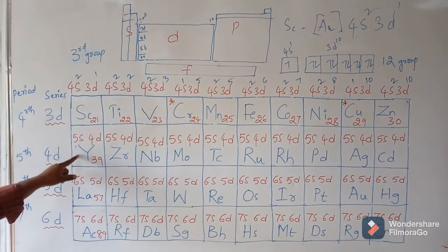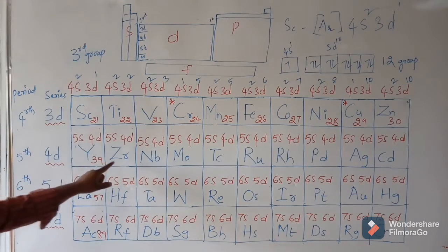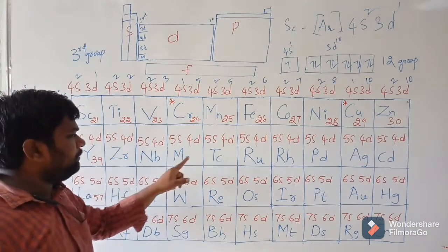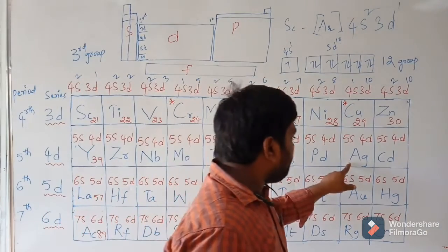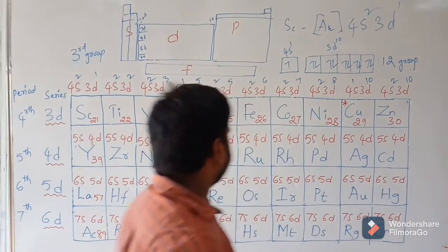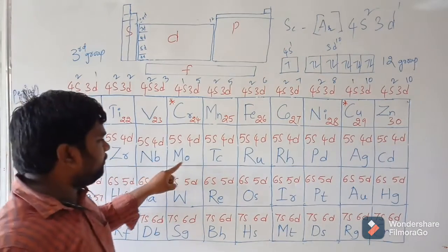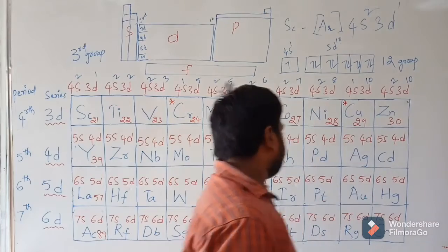Next, after scandium, is yttrium. Yttrium, this is the 4d series, starts from atomic number 39. So yttrium, zirconium, niobium, molybdenum, technetium, ruthenium, rhodium, palladium, argentum, cadmium. Argentum, or directly we call it silver. I once again repeat this one: yttrium, zirconium, niobium, molybdenum, technetium, ruthenium, rhodium, palladium, argentum, cadmium.